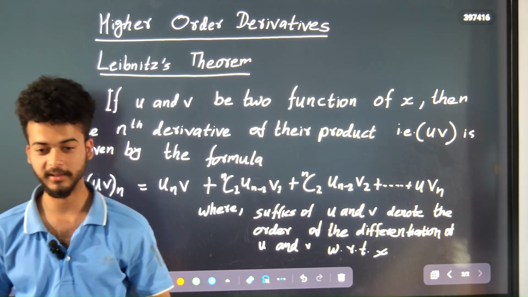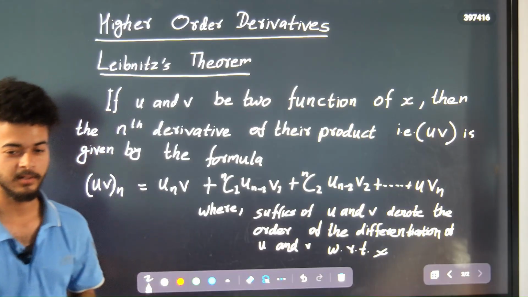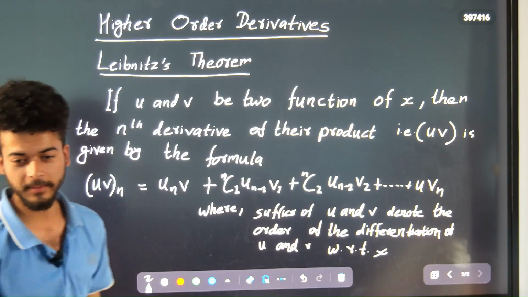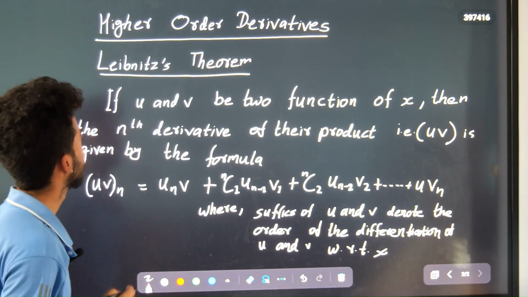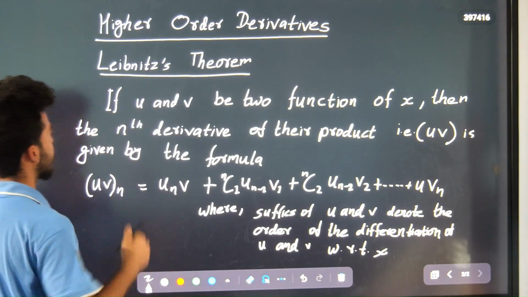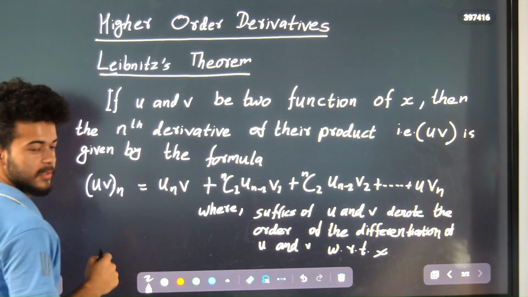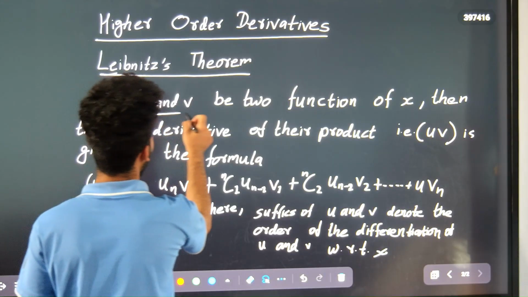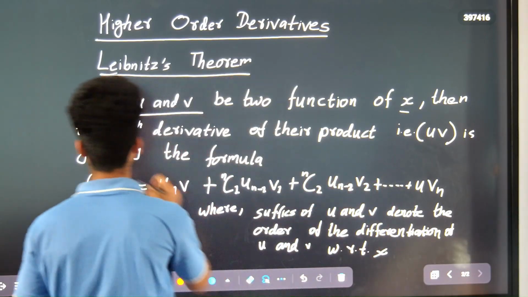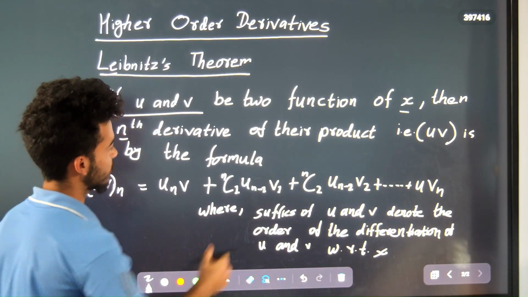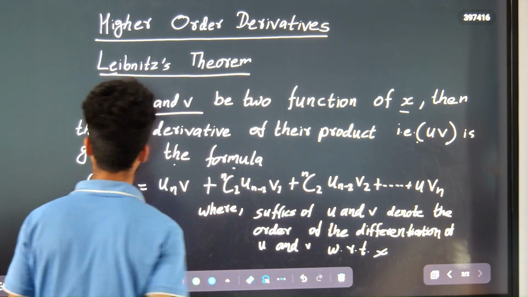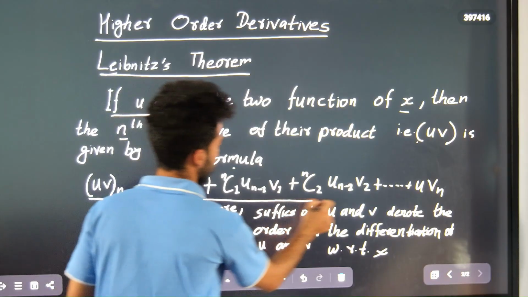Today we are starting a new series of mathematics for higher studies. Today the topic is about higher order derivatives, where we mainly study the Leibniz theorem, which states that if u and v are two different functions of x, then the nth derivative of their product, that is u and v, is given by this formula.